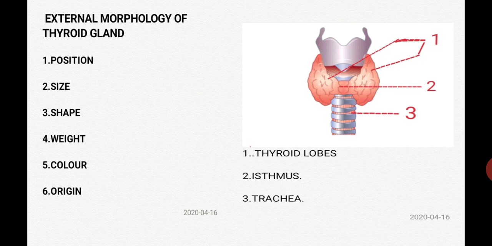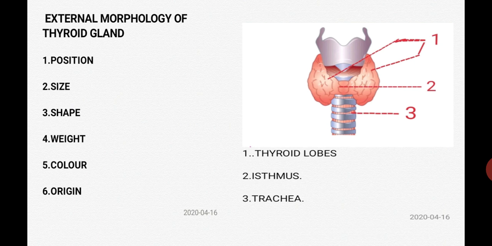Point number 3, shape. The shape of the thyroid gland may be butterfly shape or shield shape or H shape. Point number 4, weight. The weight of the thyroid gland is about 25 gram. Point number 5, color. Thyroid gland is brownish red in color.